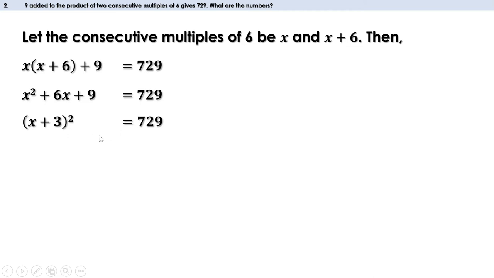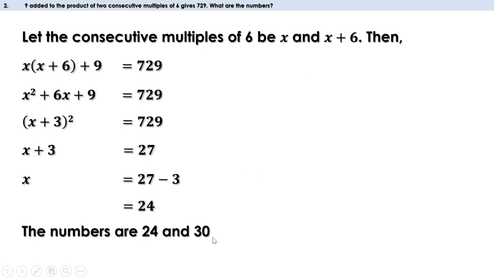This is the square of x plus 3 and this is the square of 27. So taking square root on both sides, we can write x plus 3 equal to 27. Taking 3 on the other side, we can write x equal to 27 minus 3 or 24. X equal to 24 means the first multiple is 24. Then the next multiple is 24 plus 6 or 30. That means the two consecutive multiples of 6 are 24 and 30. When we find the product of 24 and 30, we get 720. And if you add 9 to it, we get 729. So our answer is right.